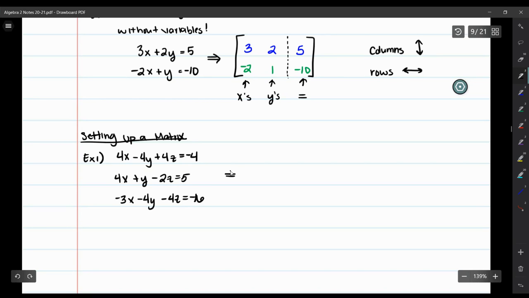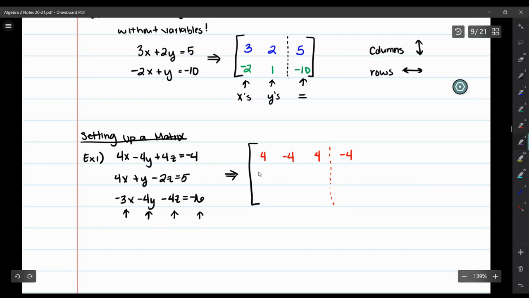So we're going to write this in its matrix form. I'm going to need 3 rows. So I'm going to use 3 lines. And I'm going to need 4 columns. I'm going to need a column for the x, a column for the y, a column for the z, and then a column for the number to the right of the equal sign. So let's write our first equation. We're going to have 4 in the x's, space, negative 4 for the y's, space, 4 for the z's, space, and a negative 4 to the right of that little equal sign dashed line.